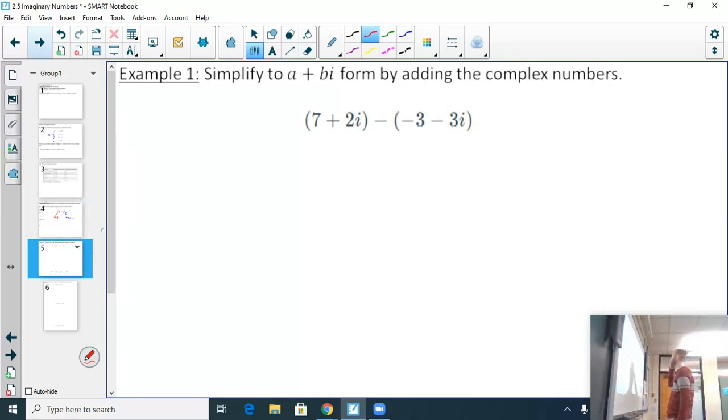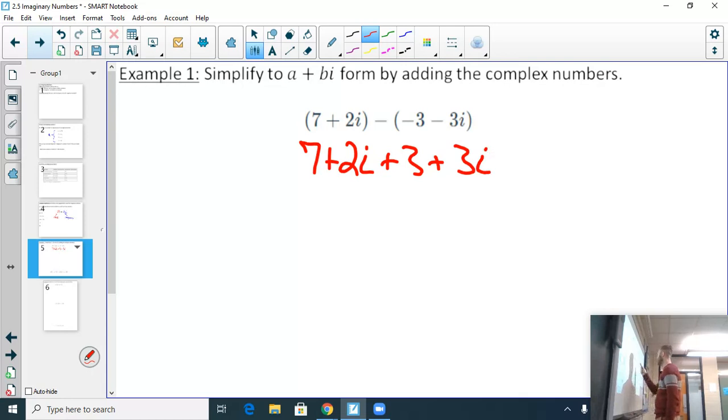Simplify to A plus Bi form by adding the complex numbers. This one isn't too bad. A lot of people see 2 parentheses, and we've seen that a lot, and you might start to multiply them, but just keep in mind, we have subtraction here, not multiplication. So let's take it easy. We can get rid of the parentheses on 7 plus 2i, and then we're going to have minus -3, which is plus 3, minus -3i, which is plus 3i. Then 2i and 3i are like terms, just like if we had an x on the end. So 7 plus 3 is 10, and 2i plus 3i is 5i, right? And that's in the form A plus Bi, so we're good.